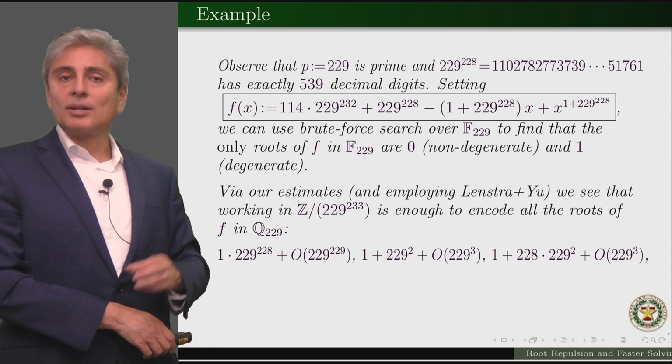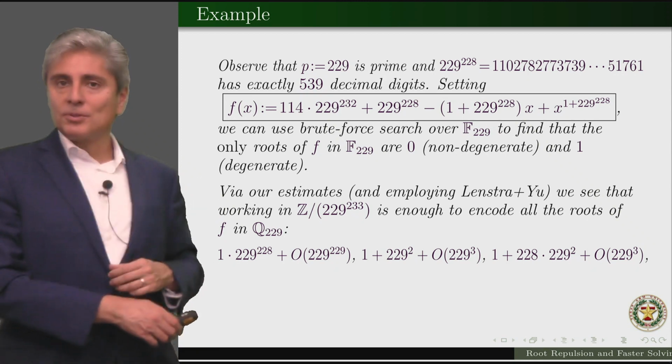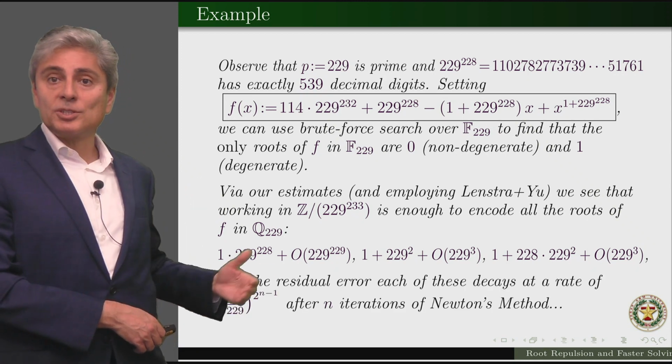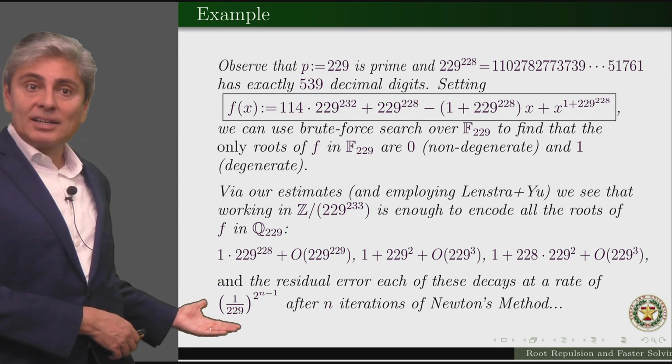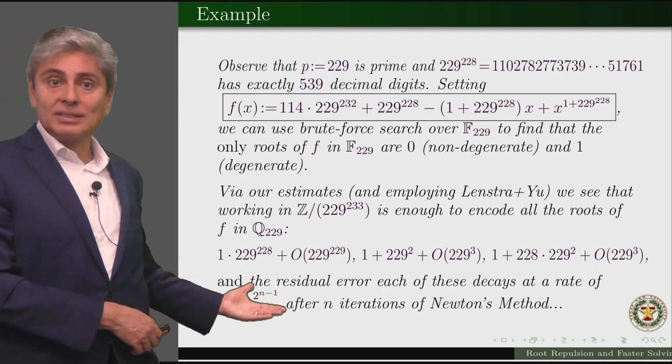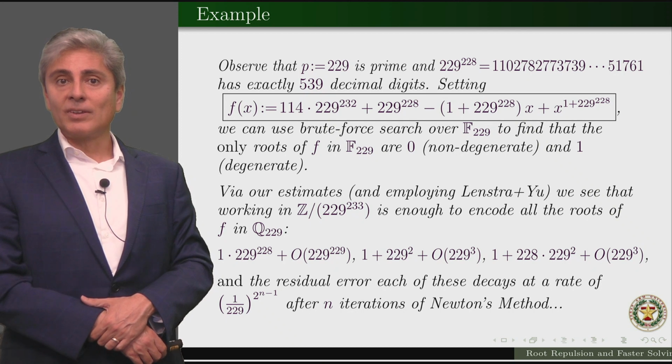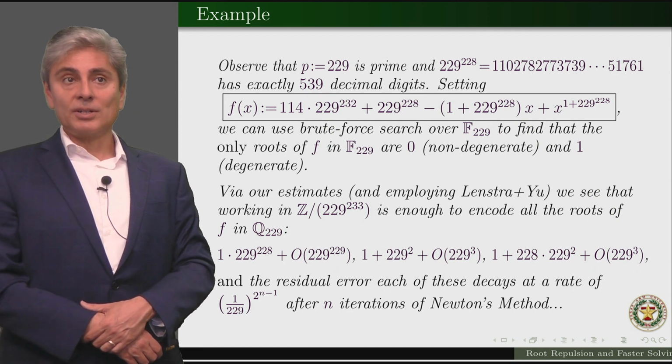And in fact, you get more, you get an approximate. You get rational numbers that approximate and converge very quickly. The residual error of each of these decays at a rate of this, so doubly exponential in n, after n iterations of Newton's method. And that is all I wanted to say for today.